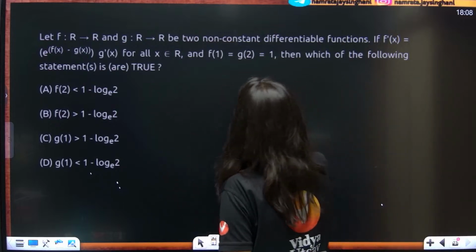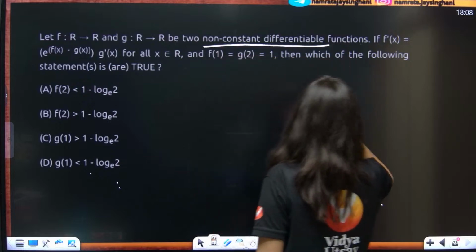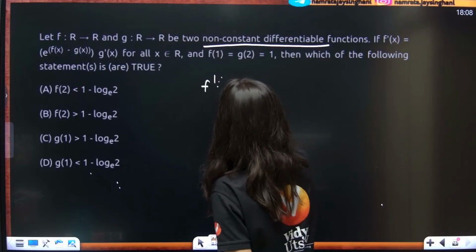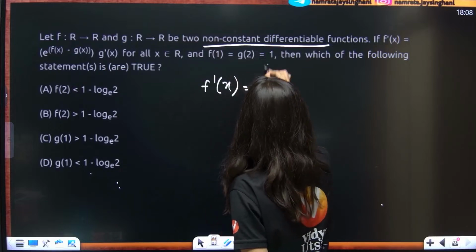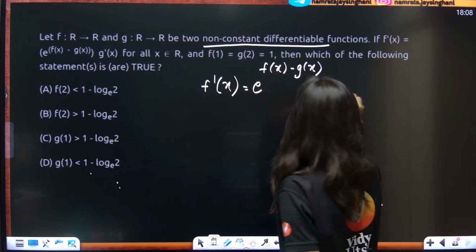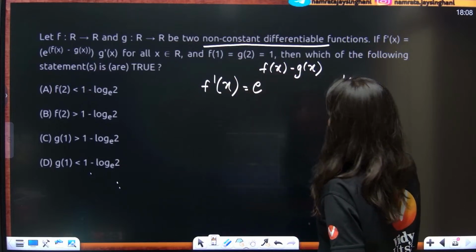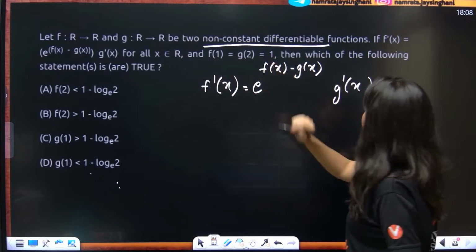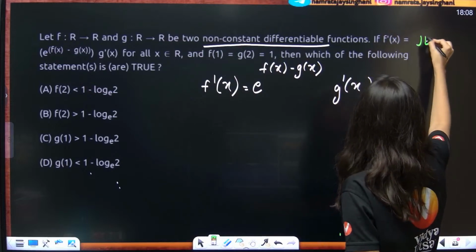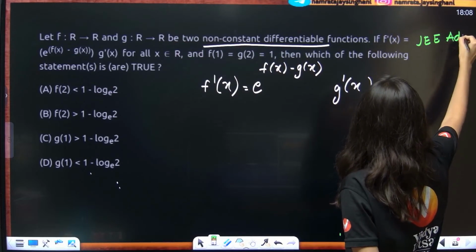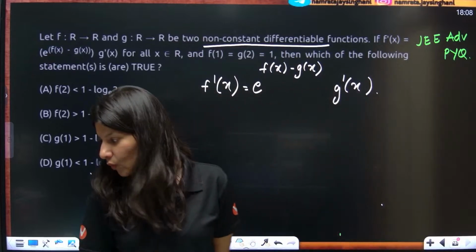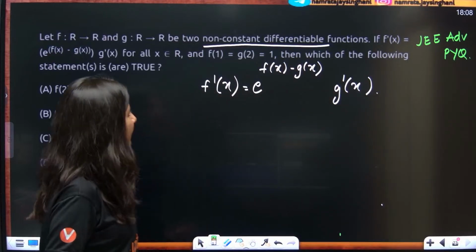Let f and g be two non-constant differentiable functions. f dash x is equal to e power (f of x minus g of x) times g dash x. And this information is given, which of the following statements are true? This is also a JEE Advanced PYQ. Okay, all right, this is the question.